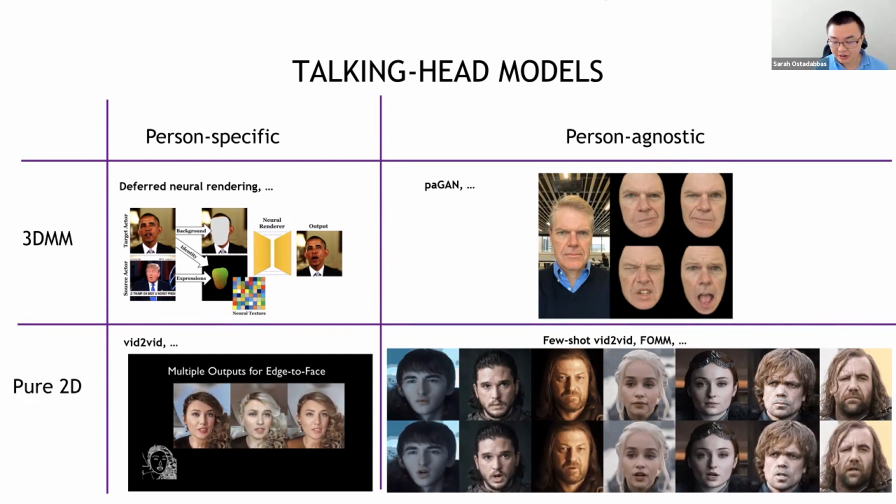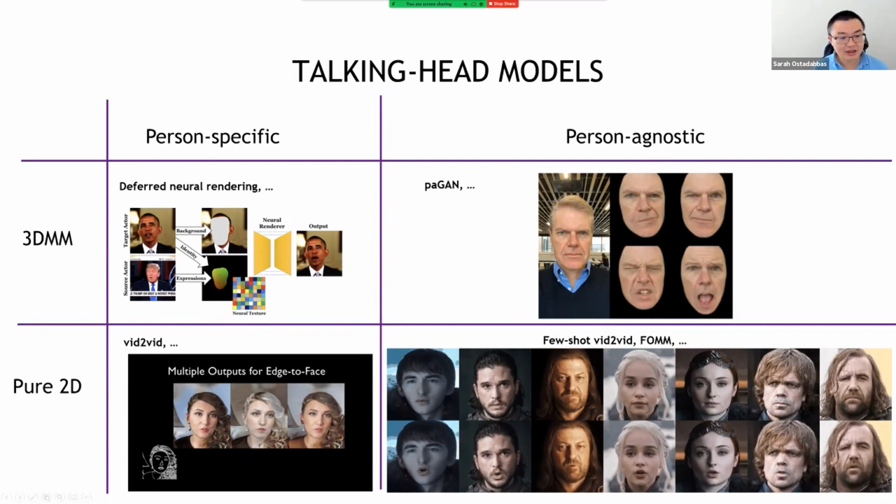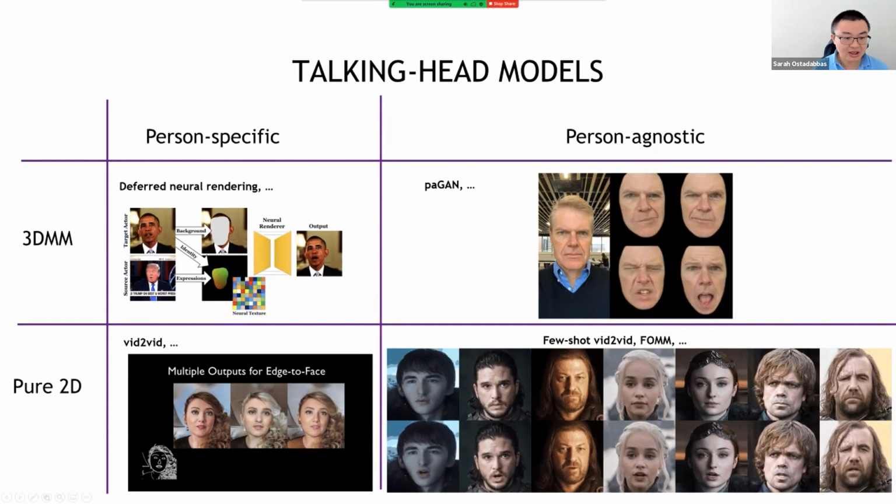Ideally, you just need a photo of that person, then you can generate that person's video. Based on whether they use a 3D model, that's 3DMM-based, and there's also pure 2D. So you have many different neural talking head models. I just want to mention that this is by no means a complete list of neural talking head models. I think it's a very popular topic, and there are just a couple of examples here.